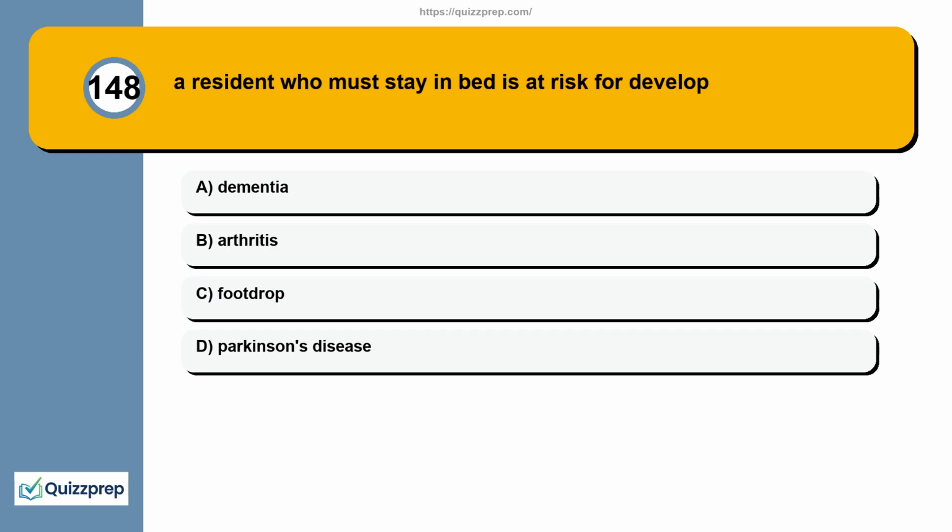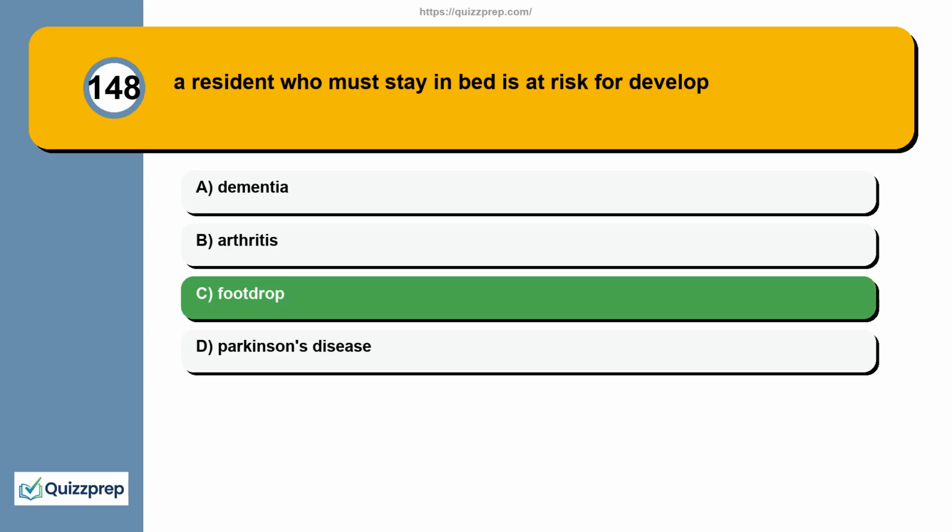Question 148. A resident who must stay in bed is at risk for developing: Option A, dementia. Option B, arthritis. Option C, foot drop. Option D, Parkinson's disease. The correct answer is option C, foot drop.